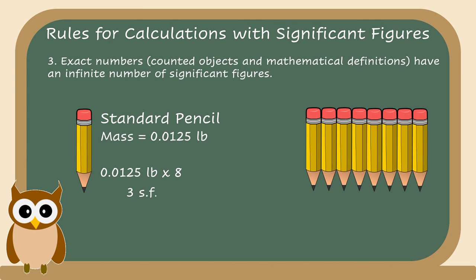0.0125, which has 3 significant figures, by the number 8, which is an exact number. So we assume it has an infinite number of significant figures. Because we need to consider the number with the lowest amount of significant figures, the answer may only contain 3. So 0.0125 times 8 gives us an answer of 0.100, which is 3 significant figures.